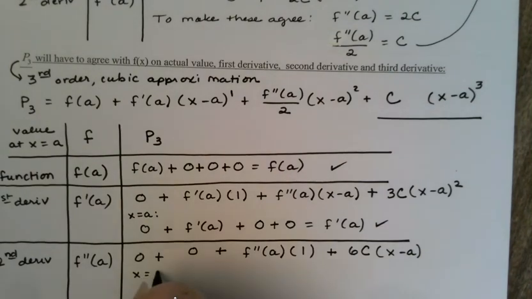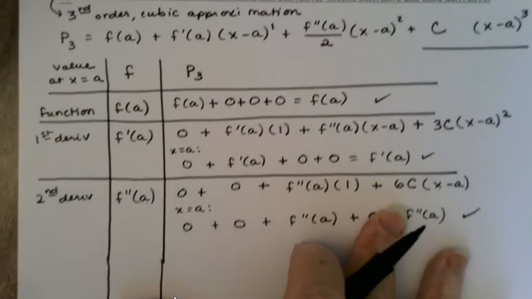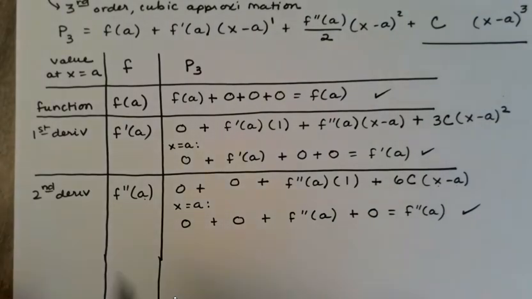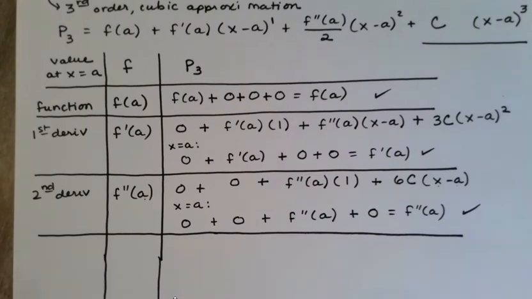And if I plug in x equals a, I have 0 plus 0 plus f double prime of a. And when I plug x equals a in here, that becomes 0. And all of that just equals f double prime of a, and we get agreement at the level of the second derivative. None of that is surprising. We had already gotten the function designed that far, right? All right, here finally is the new piece.